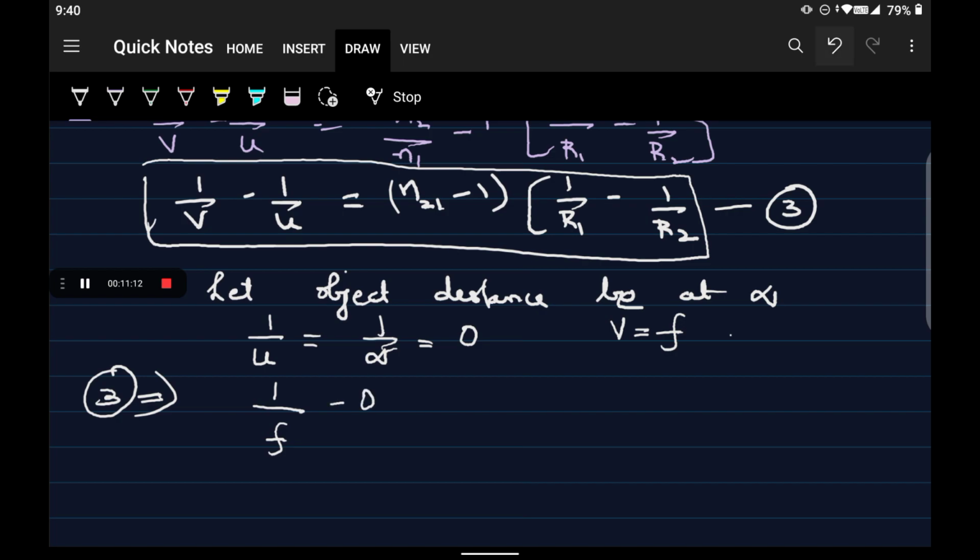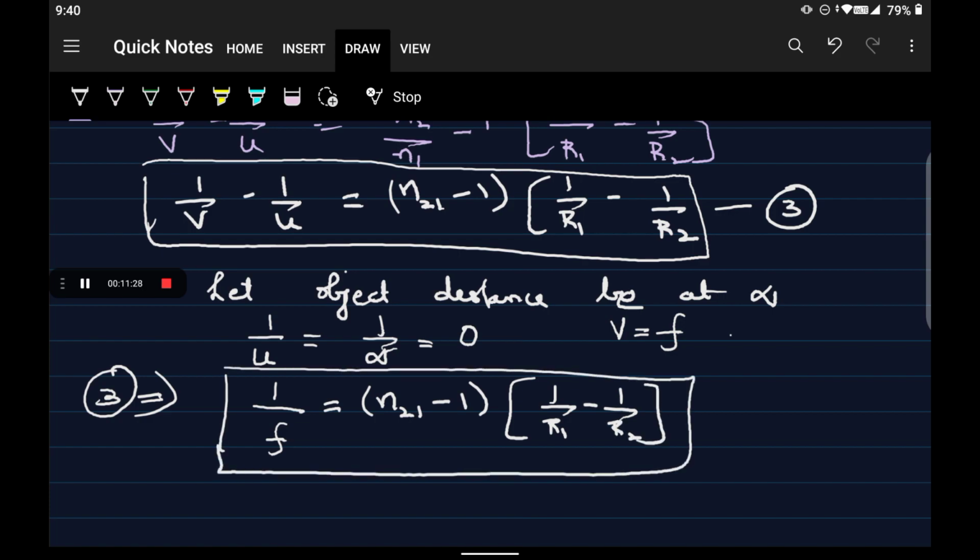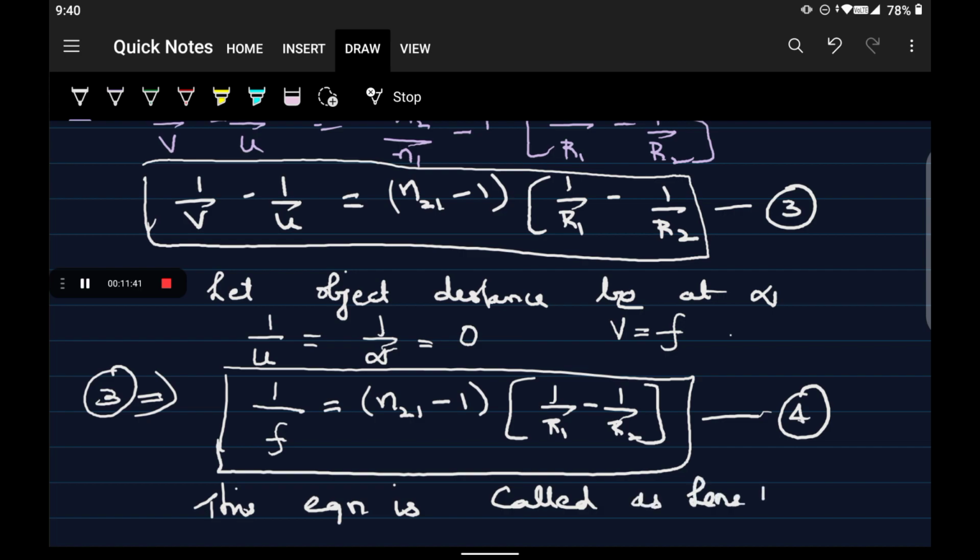So, need not write this. 1 by F is nothing but minus 0, need not write that. And then you can write it as N2 by N1 minus 1 into 1 by R1 minus 1 by R2. This is the other relation that I can get, the 4th equation. This equation 4 is called the Lens-Maker formula.